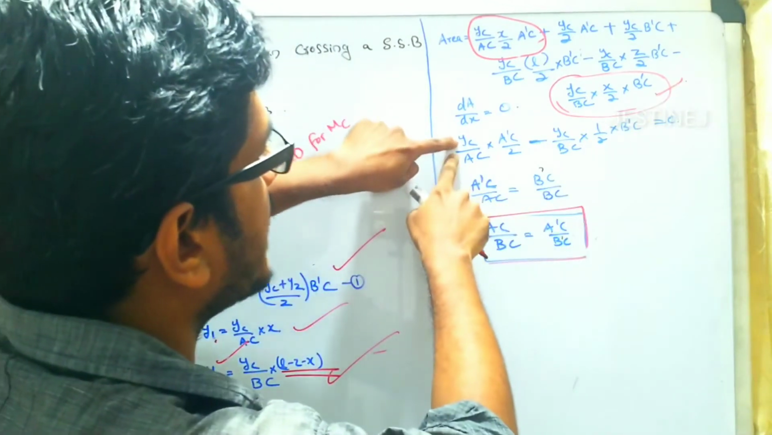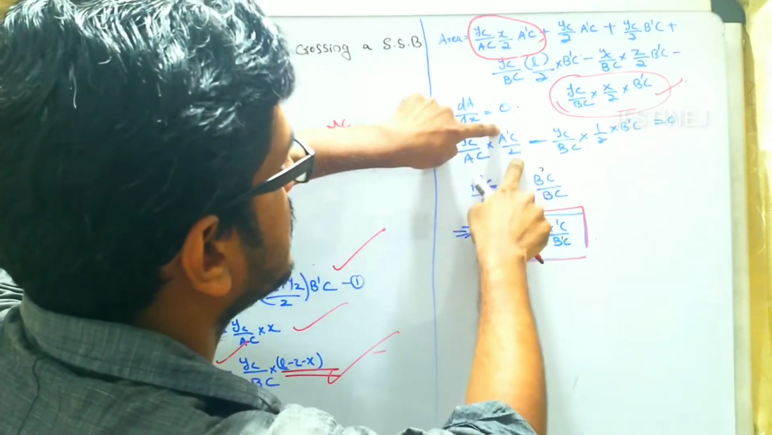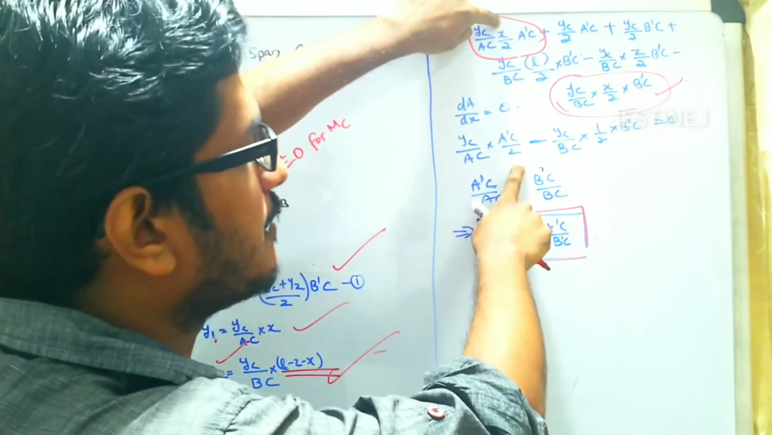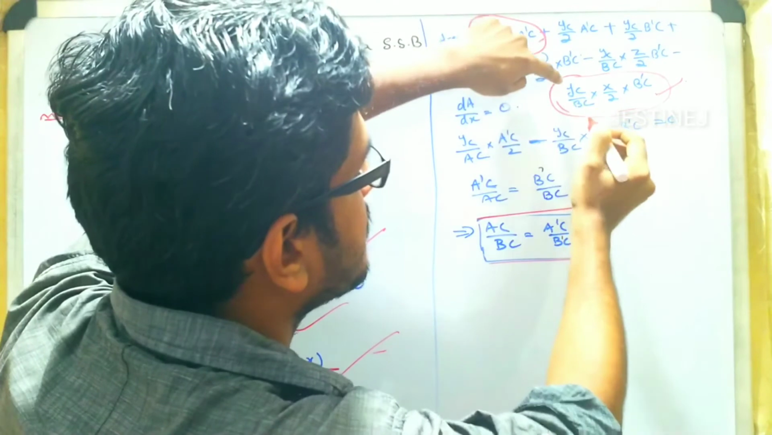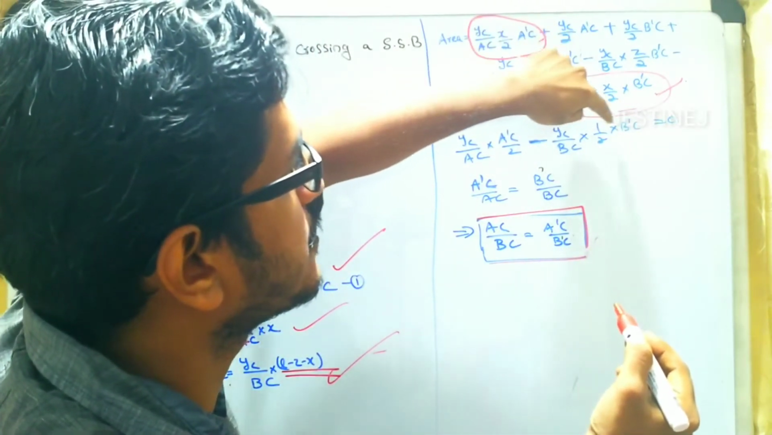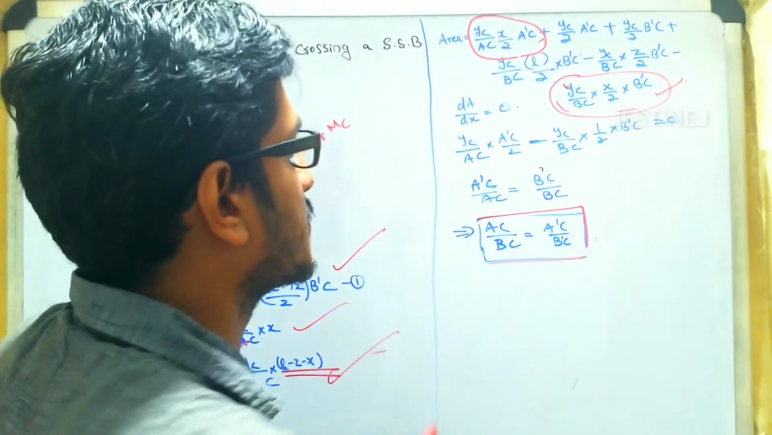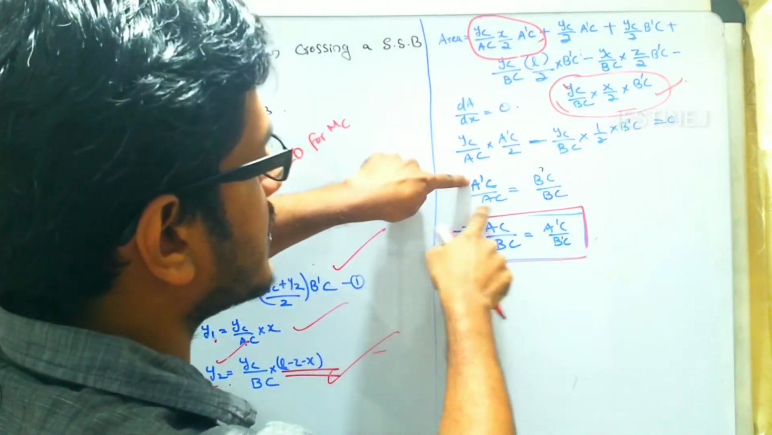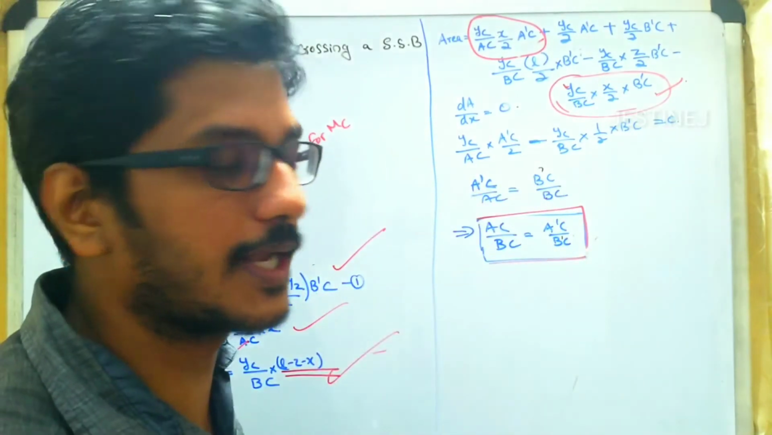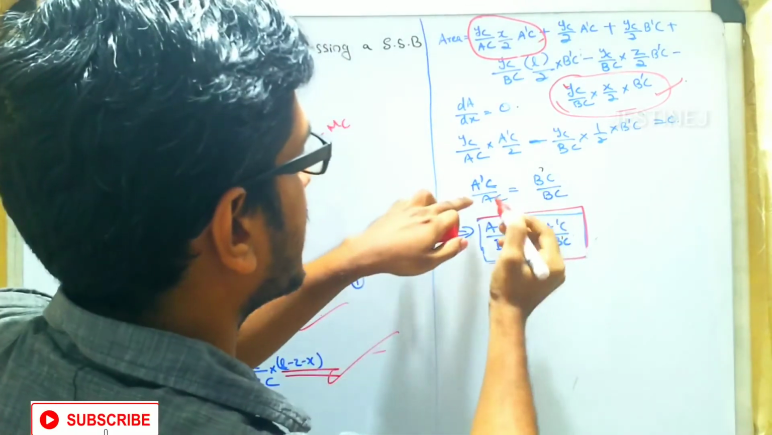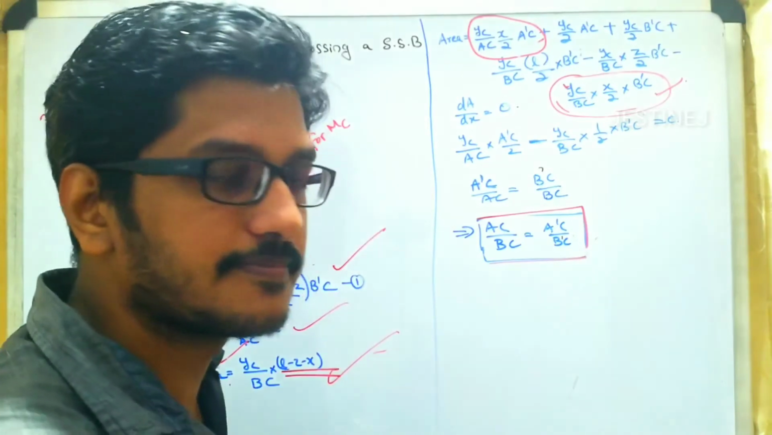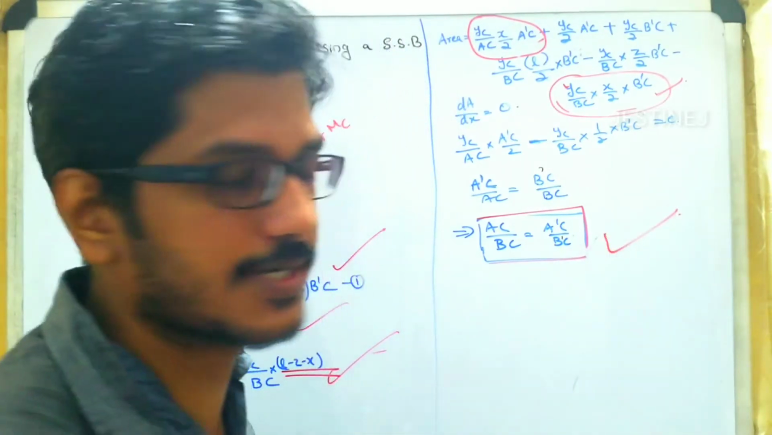So you can write YC by AC multiplied by A dash C by 2, and X will become 1. And here also, minus YC by BC multiplied by 1 by 2 B dash C equals 0. Finally you will get A dash C by AC equals B dash C by BC. This is the equation you will get, and if you rearrange, you can get AC by BC equals A dash C by B dash C. So this is the final equation.